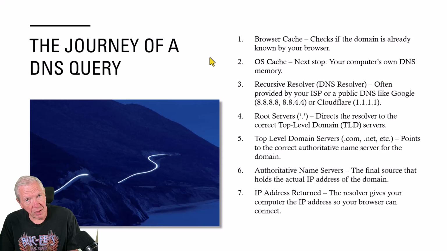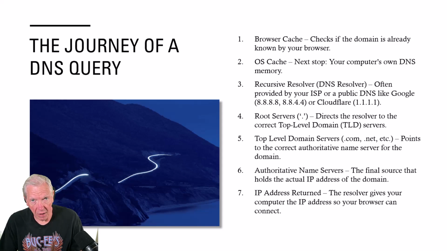A top-level domain is something like a .com or a .net or a .mil, .org, things like that. So there's all these different TLD servers that have a database of all the known coms and all the known orgs and things like that. So top-level domain servers, we talked about, they point to the correct authoritative name server. Now that word means that you have found a server that has the authority to give you the correct IP address for a given host name.